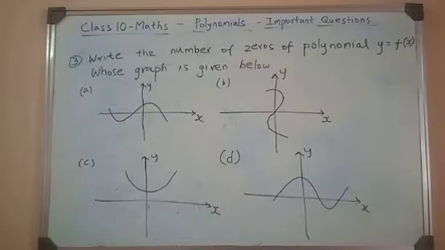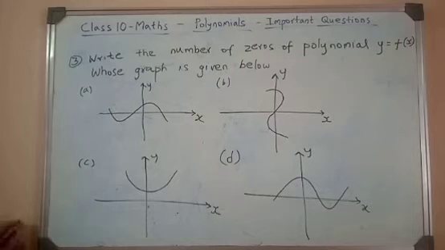In this question we have to write the number of zeros of the polynomial whose graph is given. So here we have 4 subdivisions, 4 graphs. In each one we have to find the number of zeros of the polynomial. So let us find it.